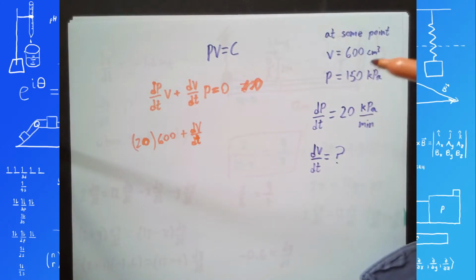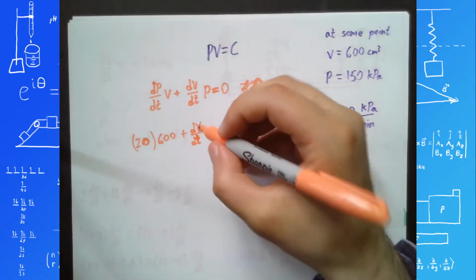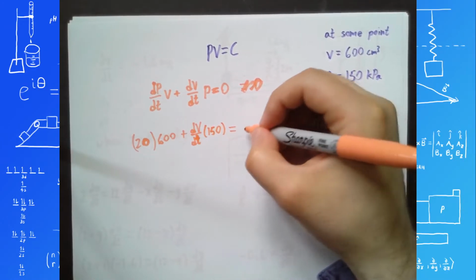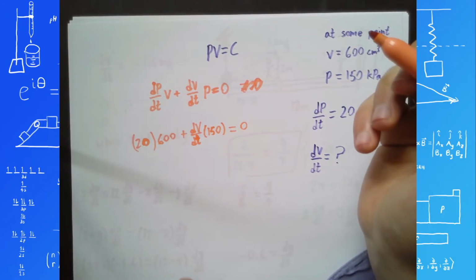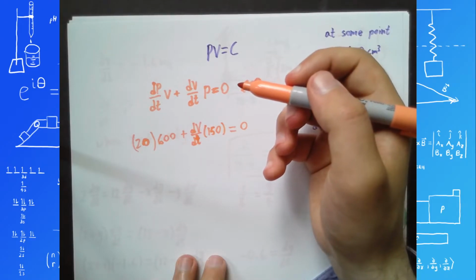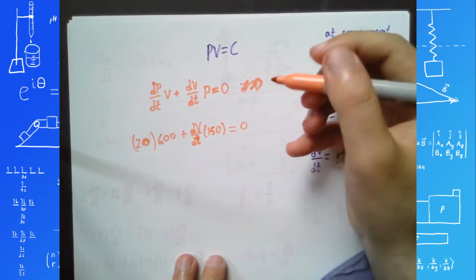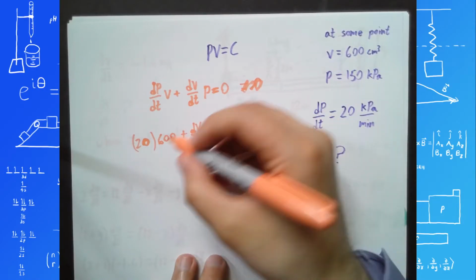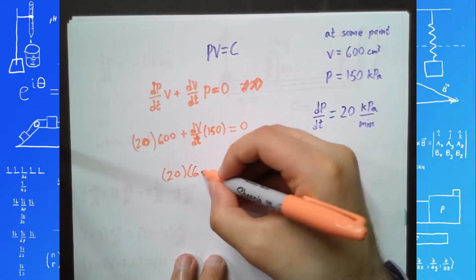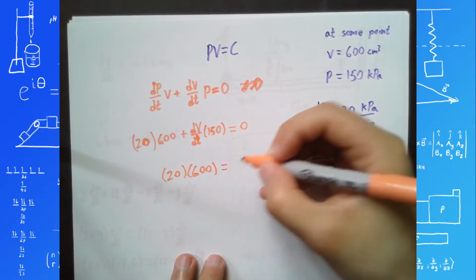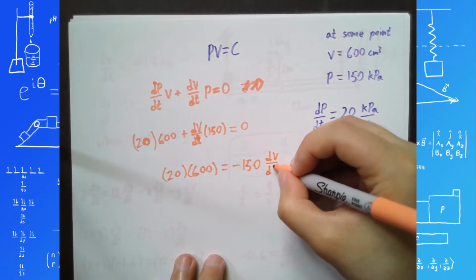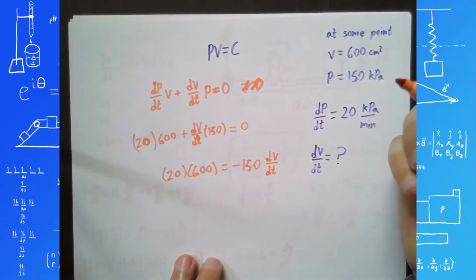dV/dt is what we're solving for, and the pressure at that moment is 150 kilopascals, and that all equals 0. So let's see, 20 times 600 is equal to negative 150 dV/dt. So I'm actually going to leave it as 20 times 600 equals negative 150 dV/dt, and divide by negative 150.